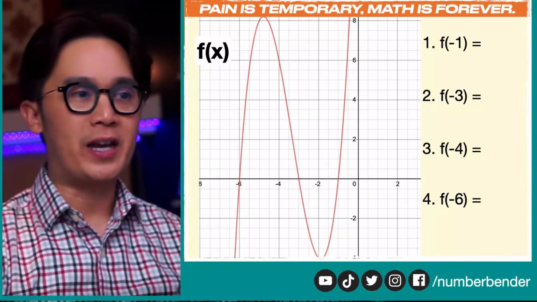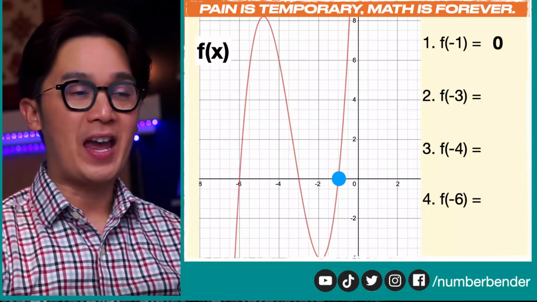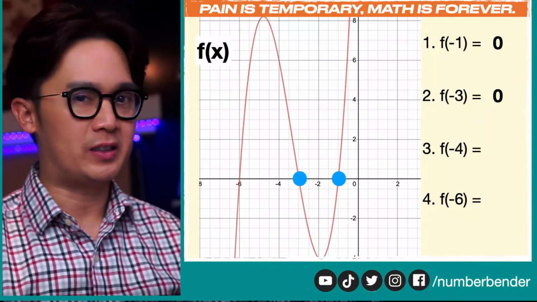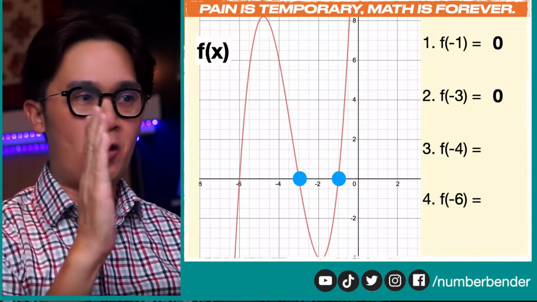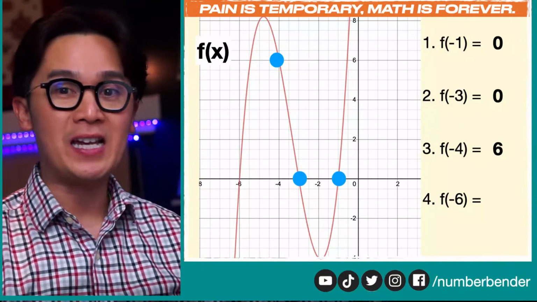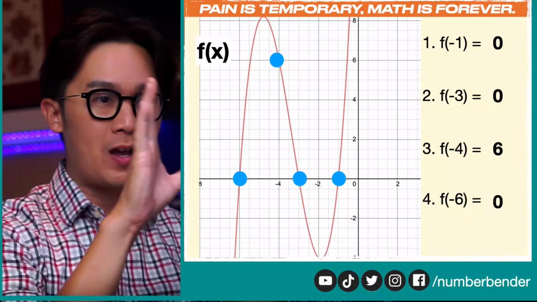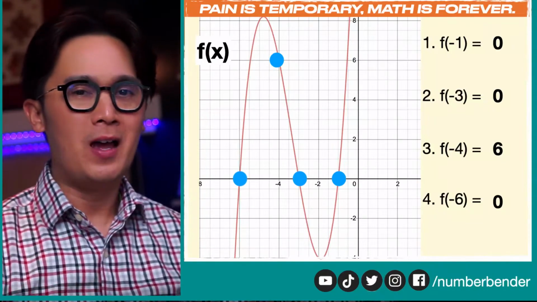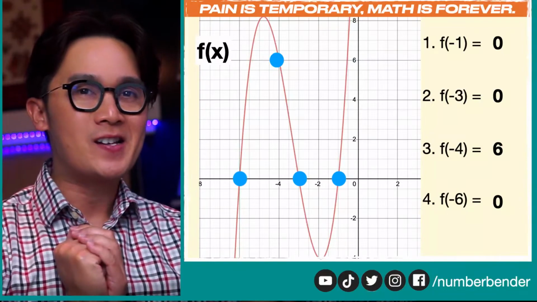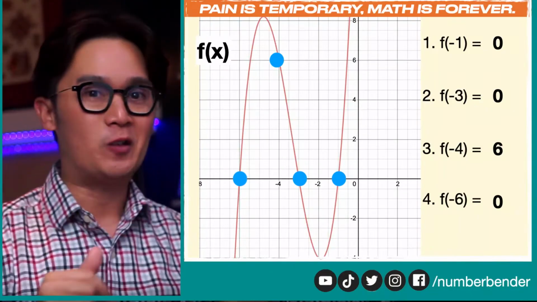So if x is equal to negative 1, we know that y is equal to 0. If x is equal to negative 3, we know that y is also equal to 0. If x is equal to negative 4, y is equal to positive 6. And if x is equal to negative 6, y is equal to 0. So it's pretty easy and straightforward, and it's impossible not to solve if you know your notations like this.